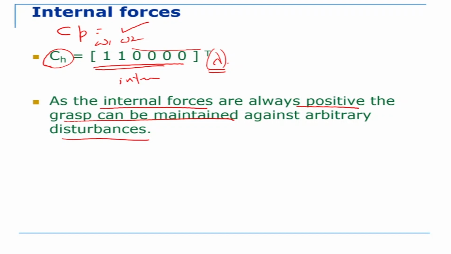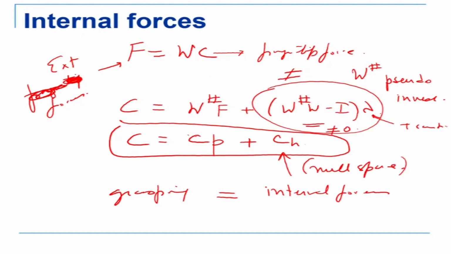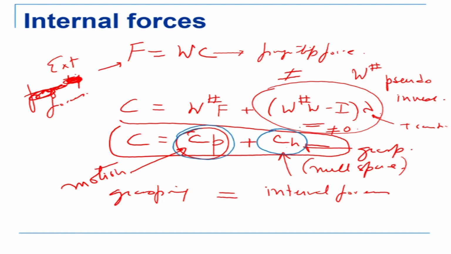Now please note and please understand that we need to find out what are the internal forces. And so if I come back to this equation here, let me go back here. These are the forces that cause motion. Okay, and this is the force that causes grasp. So if you want to grasp the object only, then you need CH. And if you want to have motion also, then you need CP. Okay, CP, and the total solution is CP plus CH. Okay, in terms of forces.